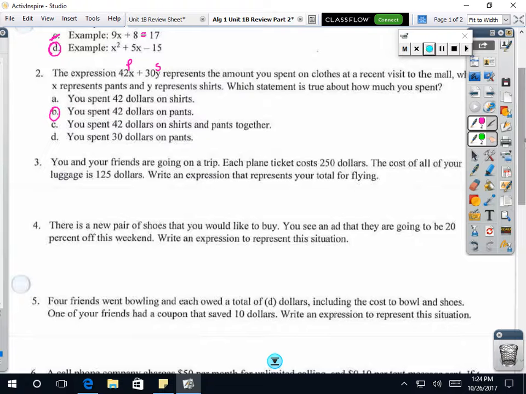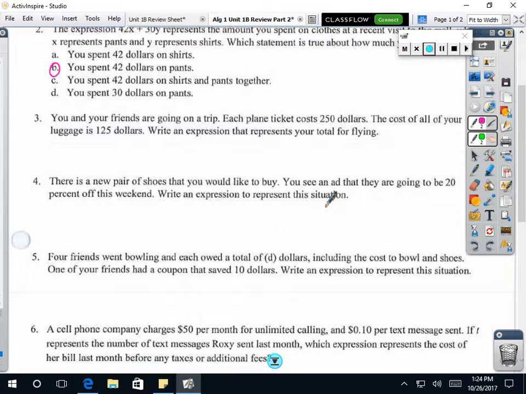All right, number 3. You and your friends are going on a trip. Each plane ticket costs $250. The cost of all of your luggage is $125. Write an expression that represents your total for flying. Anybody think they know the answer? Right, 250x plus 125. Now let's talk about how they got that.